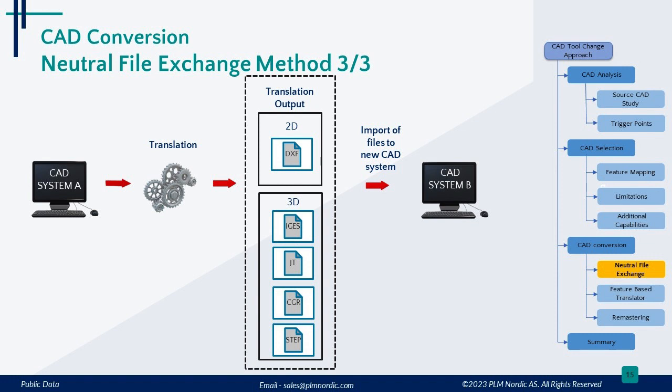Neutral file format has two categories: first is 2D file format and second one is 3D file format. In 2D neutral file format, drawings can be transferred through DXF format. In 3D neutral file format, models and assemblies can be transferred through IGES, JT, CGR, and STEP formats.